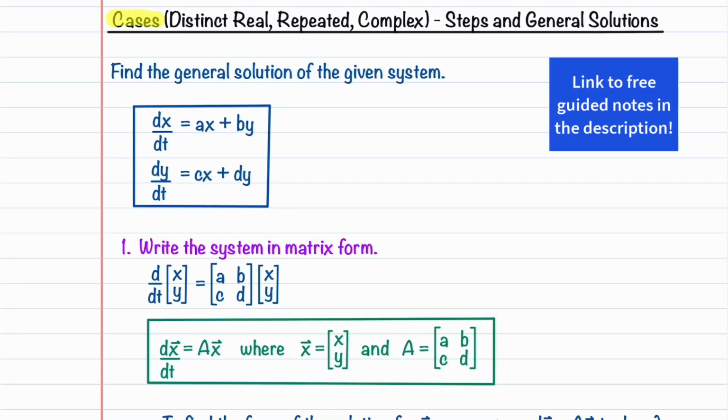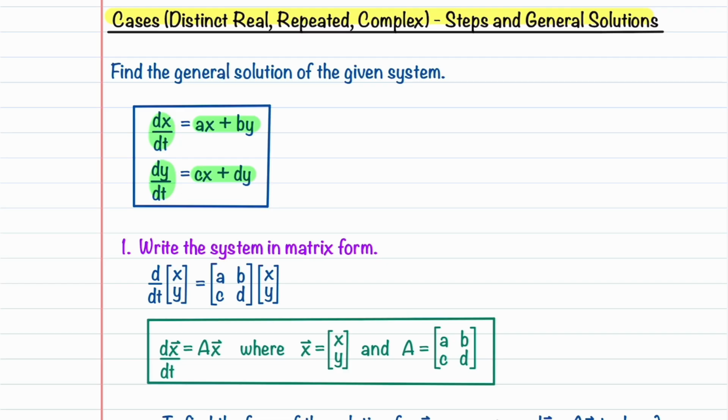We're going to begin by walking through the 4 steps that we need to follow to find a general solution to a 2x2 system of differential equations that looks like this: dx/dt is equal to ax plus by, and dy/dt is equal to cx plus dy. When you solve a system like this, the first thing you need to do is to write the system in matrix form.